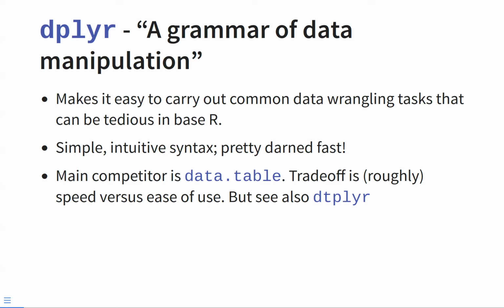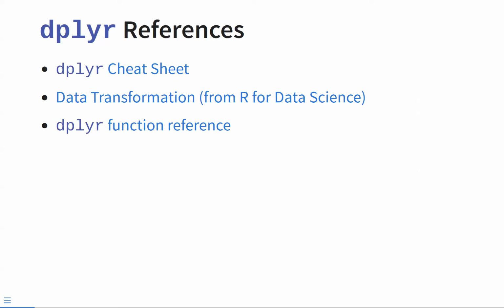The main competitor to dplyr is a package called data.table, and the trade-off is roughly that data.table is somewhat faster, but is usually considered a bit harder to understand. If you find yourself facing this trade-off, you may want to check out the package dtplyr, which allows you to capture the best of both worlds. But for today, we're just going to be focusing on dplyr.